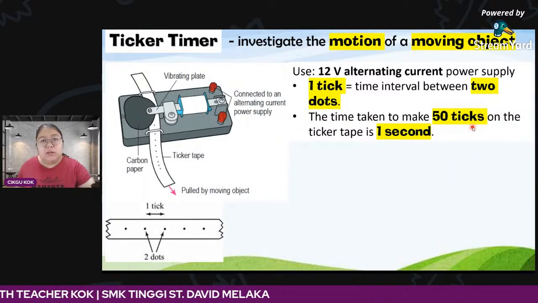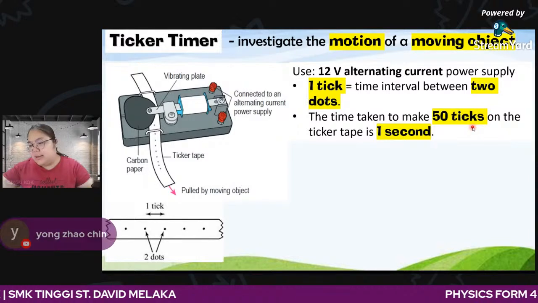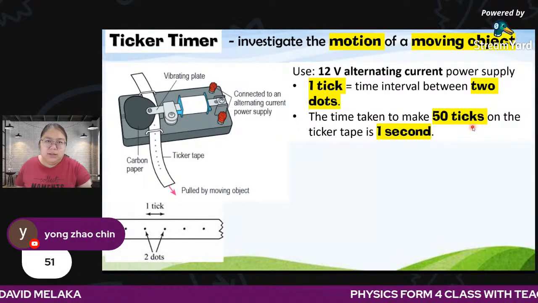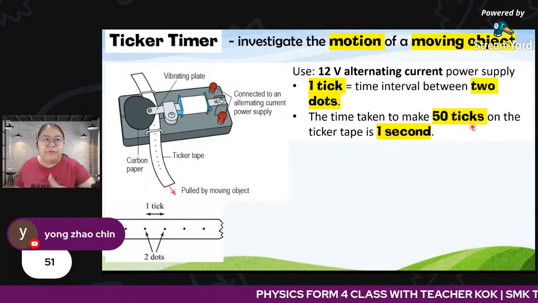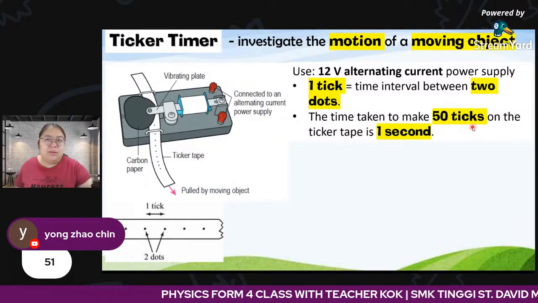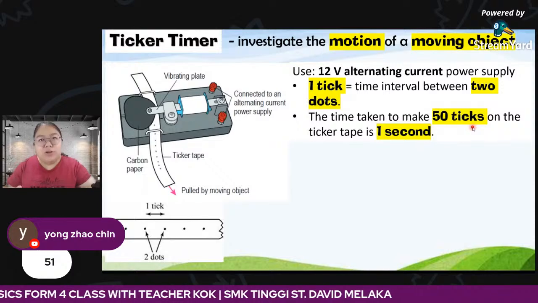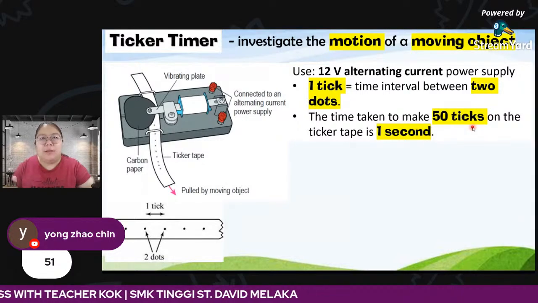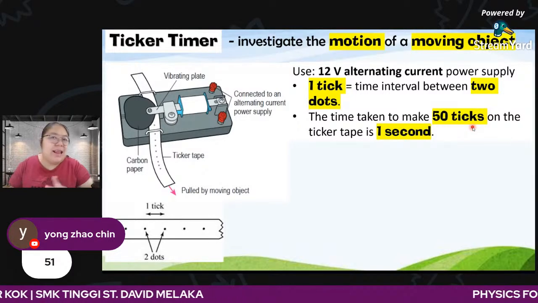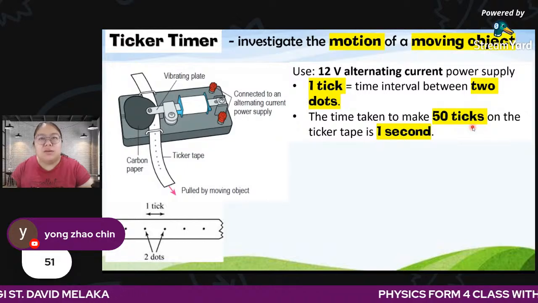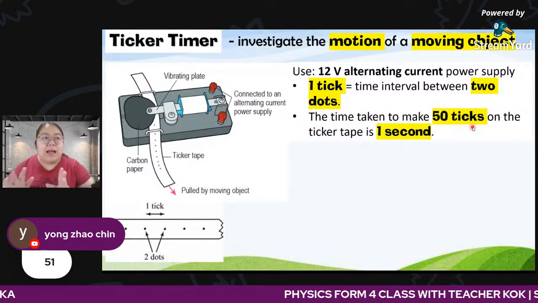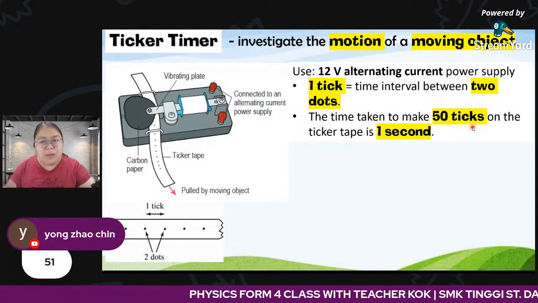50 ticks. Yeah, correct. Okay, the answer is 51. 50 ticks means your dots should be 51, because every time the number of ticks is one less than the number of dots. Not 99. The answer is 51.